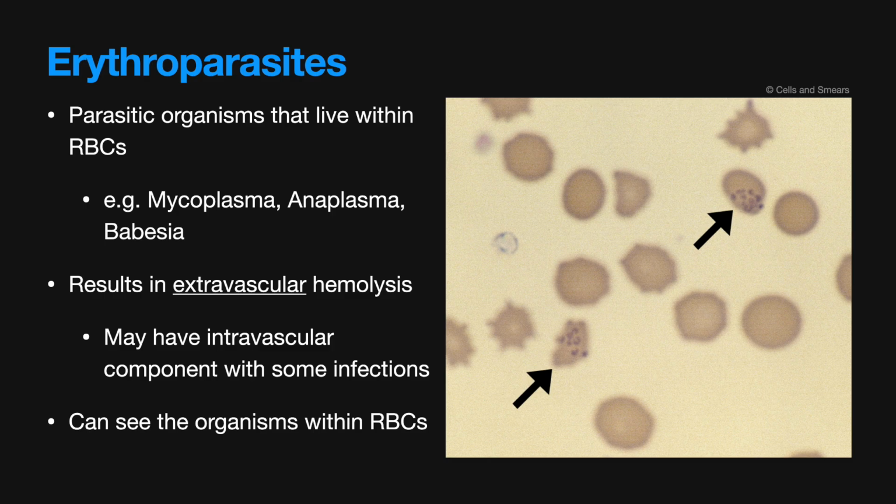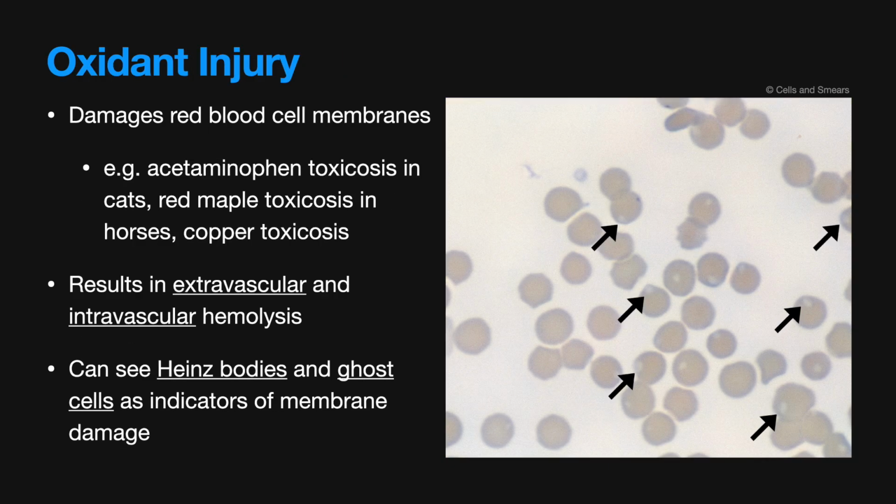Erythroparasites are parasitic organisms that live within red blood cells and include species like Mycoplasma, Anaplasma, and Babesia. These infections typically result in extravascular hemolysis, although some infections may also have an intravascular component. The main finding of these disorders is visualizing the organisms within the red blood cells when you're looking at a blood smear.